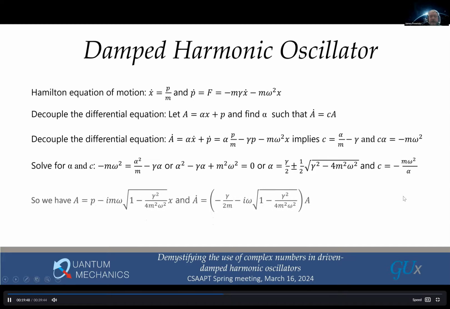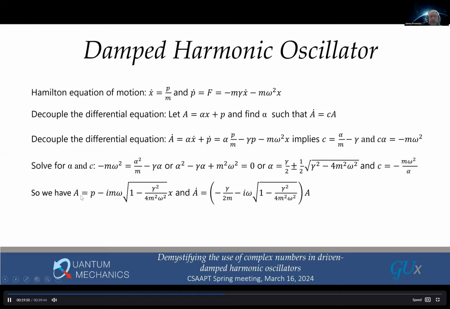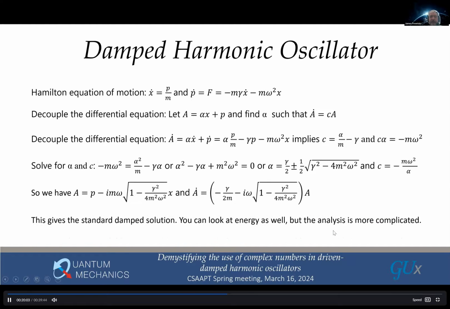So now we have our differential equation. The A takes this form now, and the A dot has this thing. This is just a number. So this is, again, a very simple exponential differential equation, so you can immediately solve it, and it's going to give us the standard damped solution. We would have a similar solution for the A star, and we can combine them together again to get the x of t and so forth.